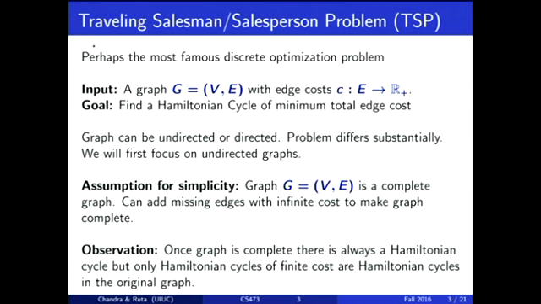Because it's a complete graph, there's a huge number of Hamiltonian cycles. Except that if you take a Hamiltonian cycle in this new complete graph which was not a Hamiltonian cycle in the original graph, its cost will include infinite cost edges. So still we are preserving everything properly. So that's one way of thinking about it.